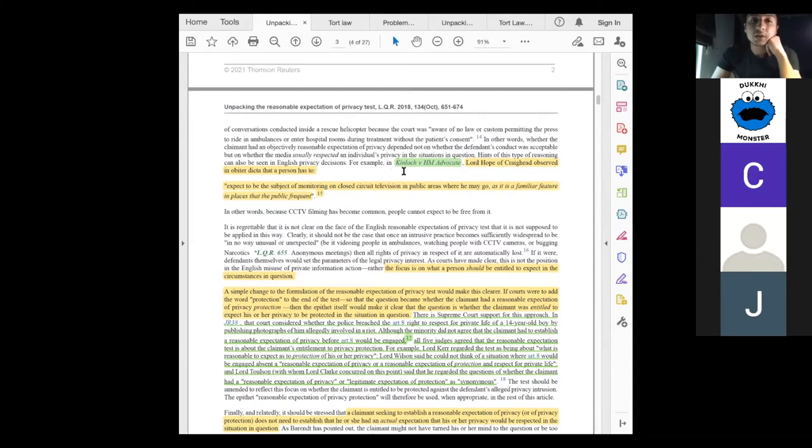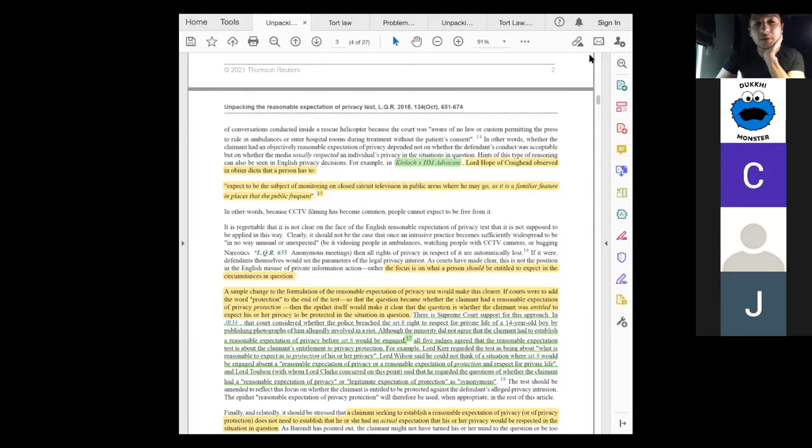For example, in Kinloch against HM Advocate, Lord Hope of Craighead observed in obiter dicta that a person has to expect to be the subject of monitoring on closed circuit television in public areas where he may go, as it is a familiar feature in places that the public frequent. Yeah, it is the argument.